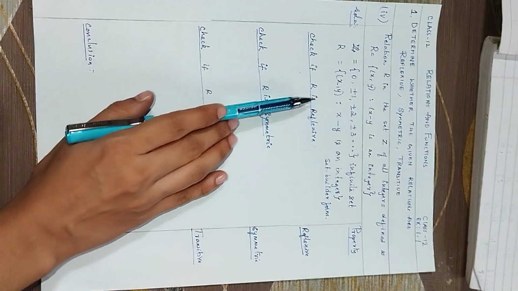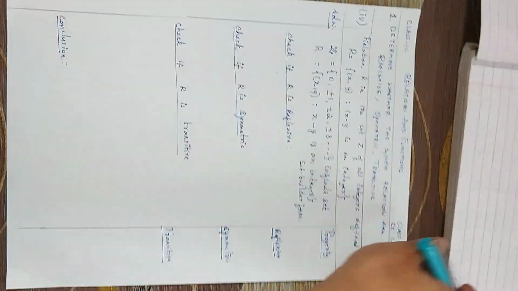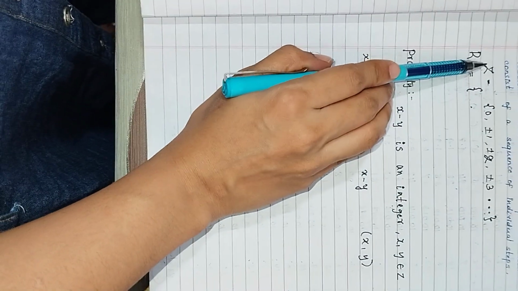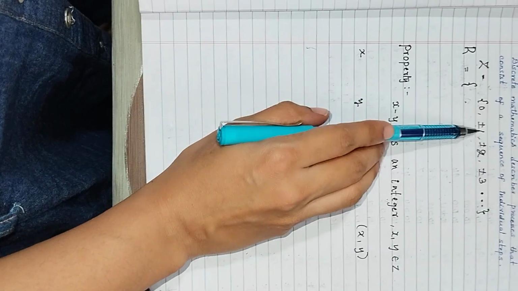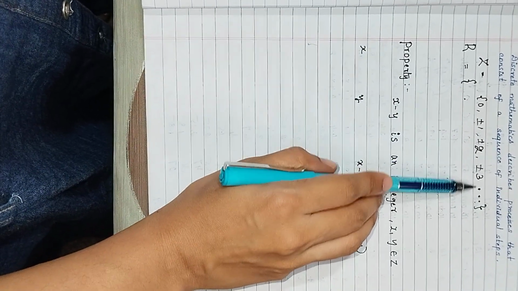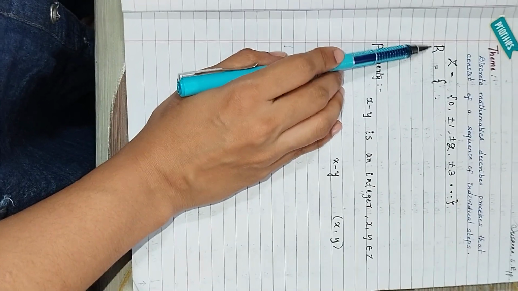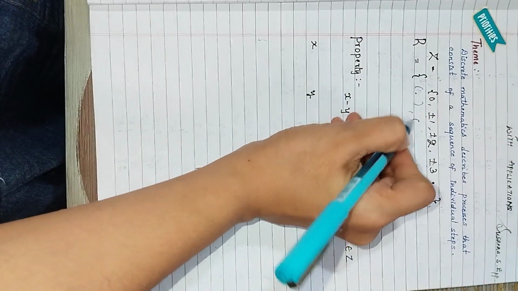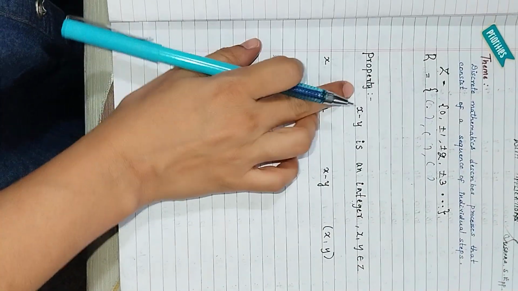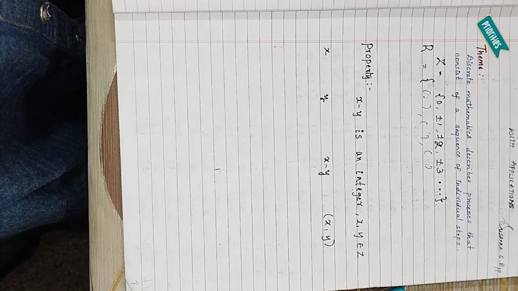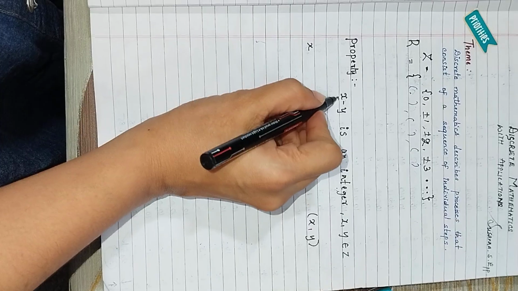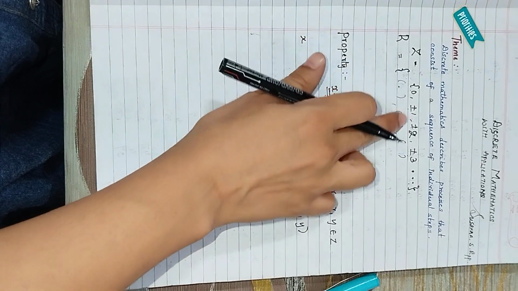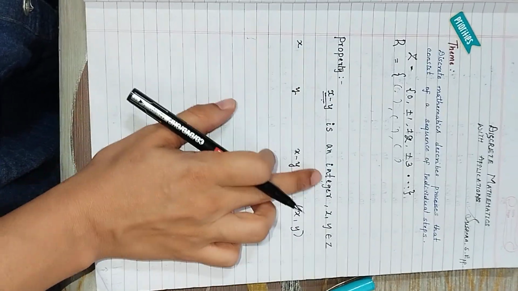Okay, so before going to the sum, let us understand the property here. How does it work? I have taken Z, that set of integers from 0, plus or minus 1, plus or minus 2, plus or minus 3 and so on. Here the relation, we will write in the roster form, that is, we will write all the elements that we are going to get. The property is defined as x minus y is an integer. This is the main important thing here, like this is the boss, this will define what elements I am supposed to write here.